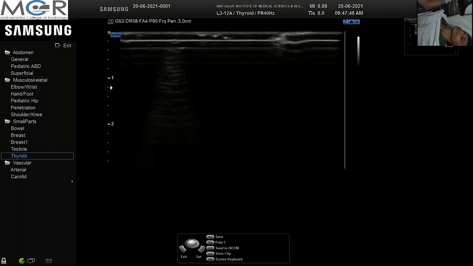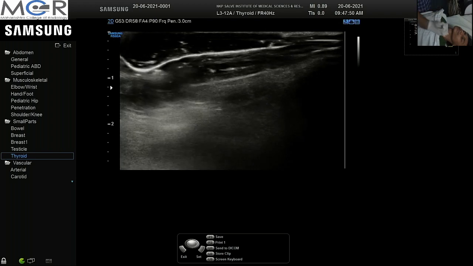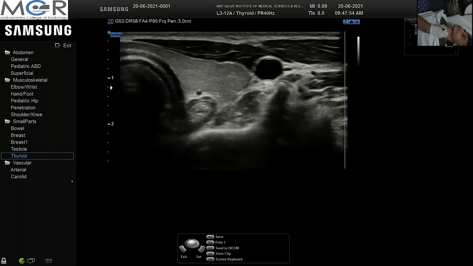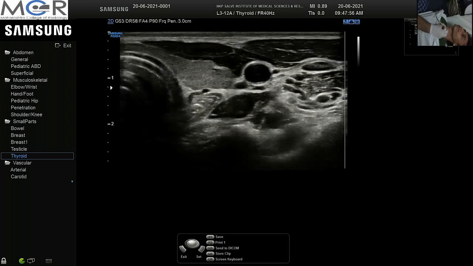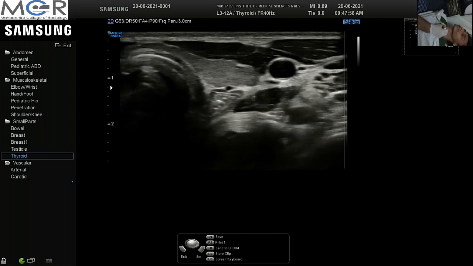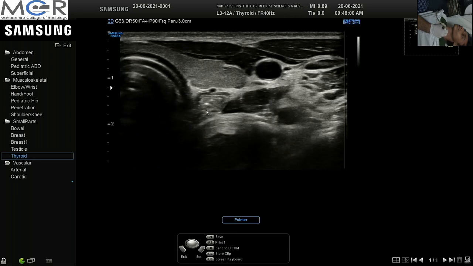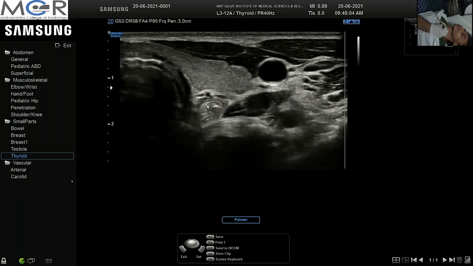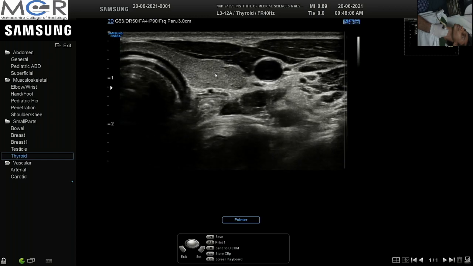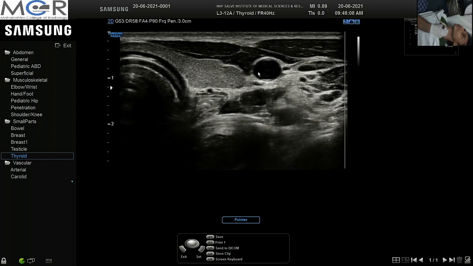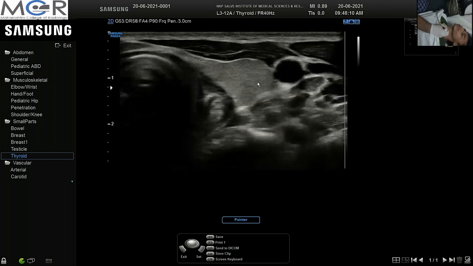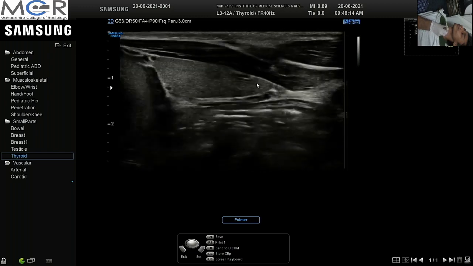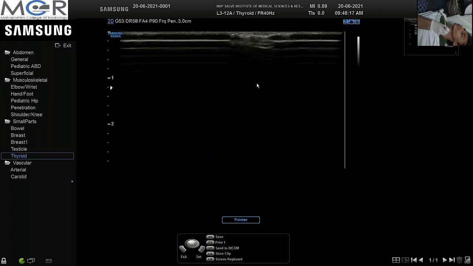So on the left side again we see the esophagus, which has a typical gut signature, and it can also show peristalsis if the patient is asked to swallow. We see the thyroid gland and we see the carotid artery. So this particular location can be the site of normal thymic tissue.